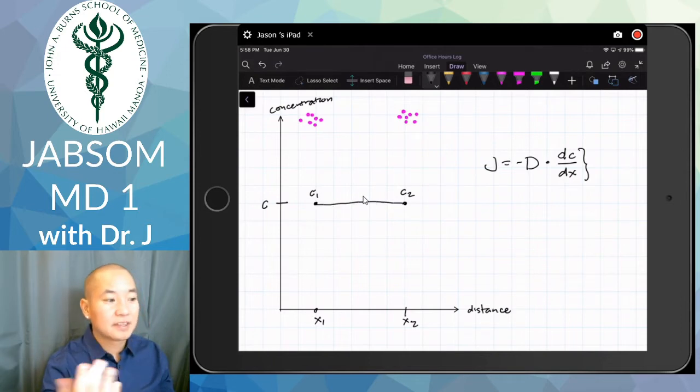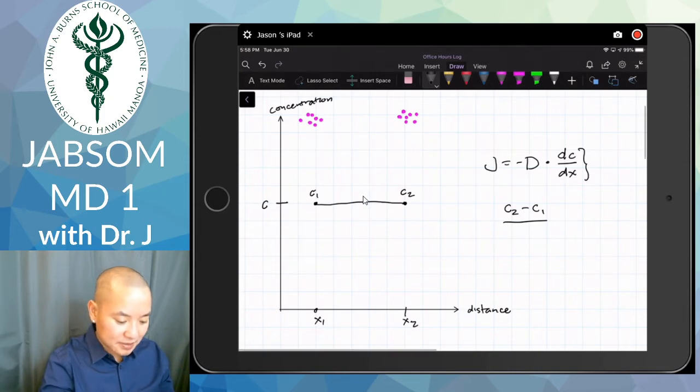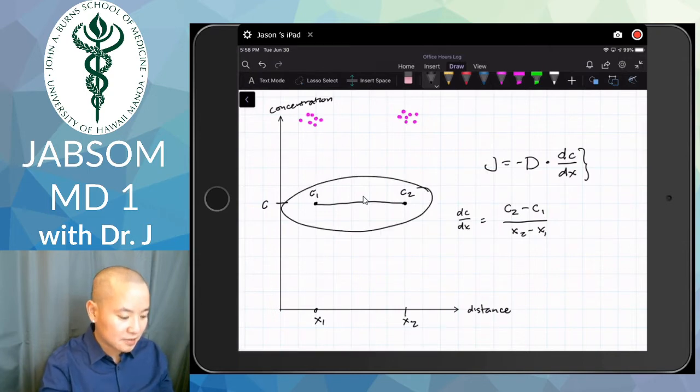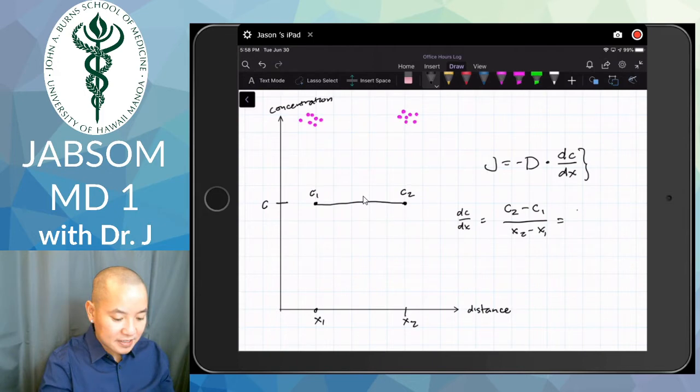Here we have the concentrations are equal. The way you get the slope of something is C2 minus C1, like y2 minus y1, over x2 minus x1. So the slope is equal to this. Because these concentrations are equal, the numerator equals 0. If the numerator on top is 0, that means the slope is 0.